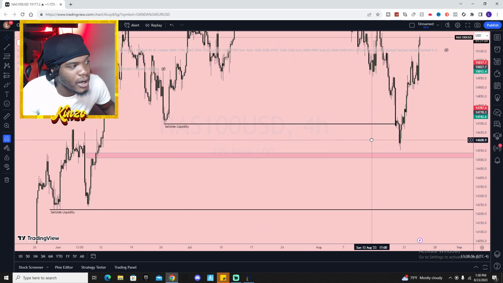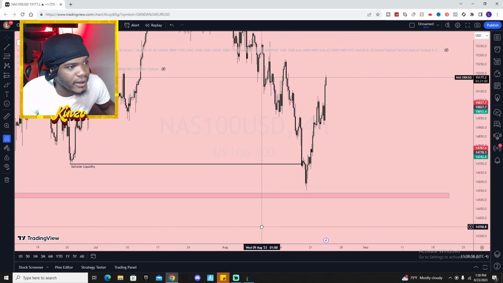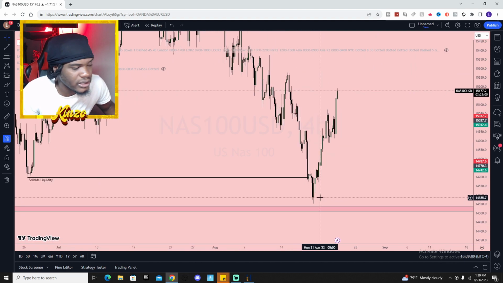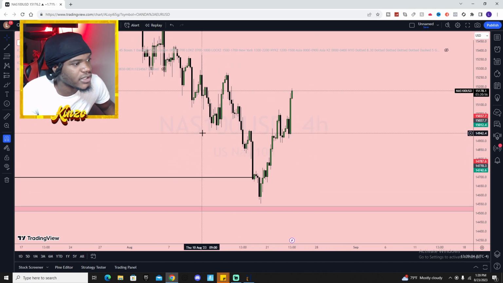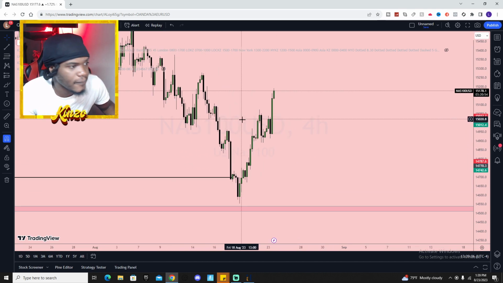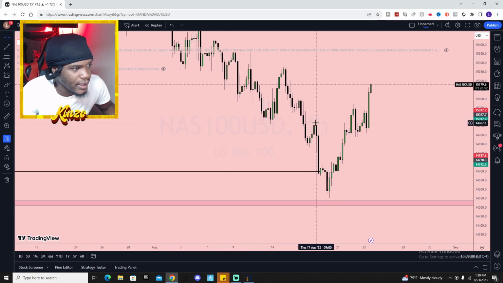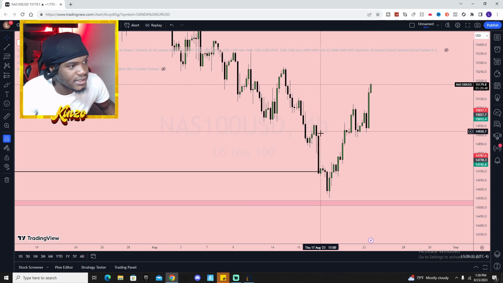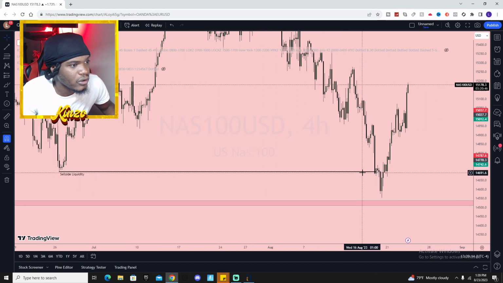I know overall the market is probably trying to target this area right here, but let's say you were looking for some intraday longs, right? Like today was a bullish day on Nas 100. Let me show you how you could have gotten into this trade. As you can see, we came down here and swept the liquidity below this sell side liquidity, right? We took out this low right here.